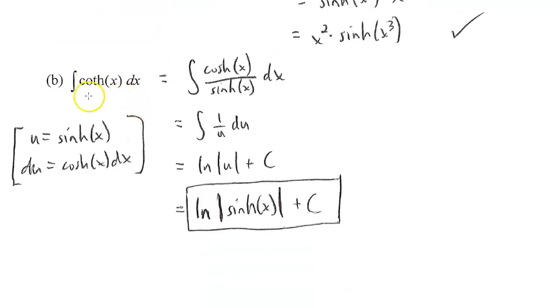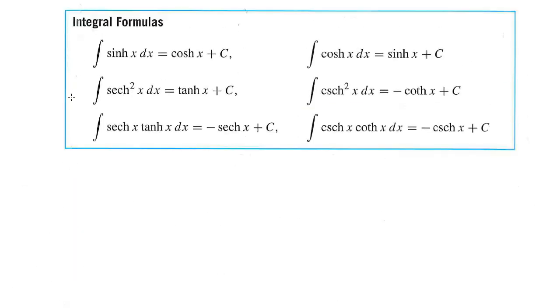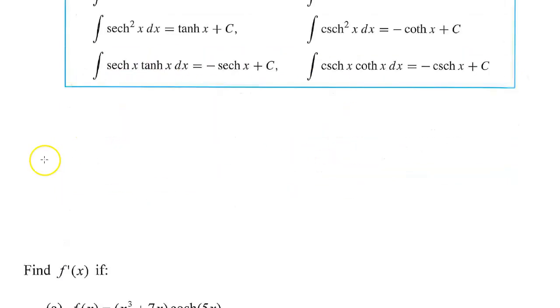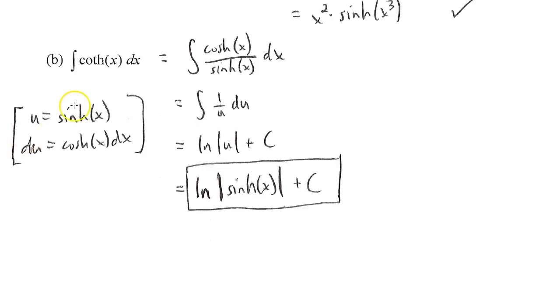And finally, what's the integral of hyperbolic cotangent? Notice that's not anywhere in these formulas up here. It's not any of these things here, but we can figure it out without too much trouble. Just like when we find the integral of cotangent, if we want to do the integral of hyperbolic cotangent, it's very similar. We write coth as cosh over sinh. That's the definition of coth.